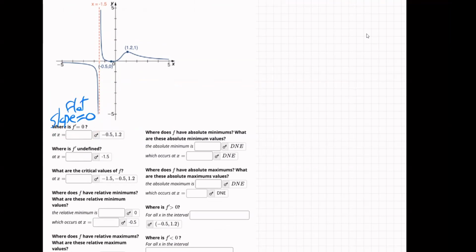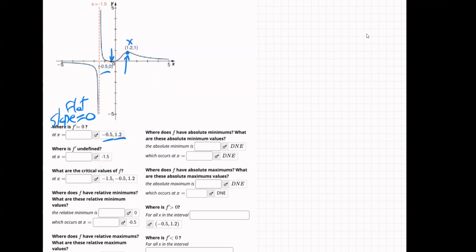Zero slope is flat. So imagine you're riding the roller coaster of this graph, like that, right? Where are you flat, even if for just a second? Well, looks like you're coming in right here. You go flat for just a second, right? Looks like that's x equals negative 0.5. And then here you go flat, and that's x equals 1.2. Those are the two places where you're flat, right? If you're on the roller coaster, right there, you'd be flat for just a second. And right here at the bottom, you'd be flat for just a second.